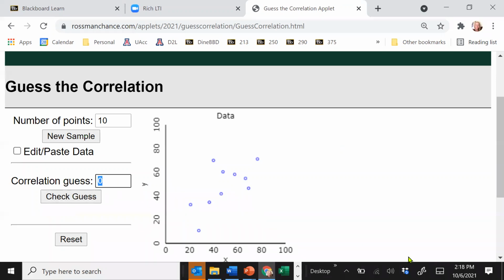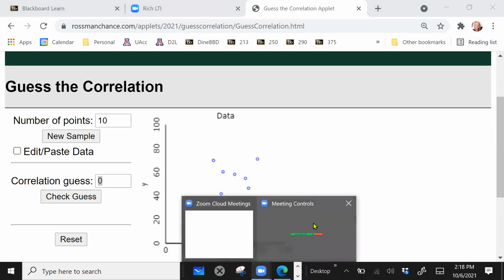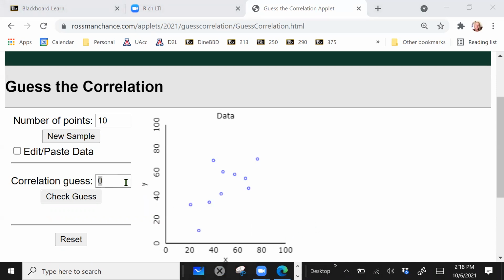It's positive. How close are the points to the line? And if we had a lot more points, we might guess sort of a moderate relationship of 0.5. We don't have very many points, but let's put in our guess of 0.5 and see how it looks. Oh, 0.648. I thought I was going low on the low end there. All right, let's try another one.